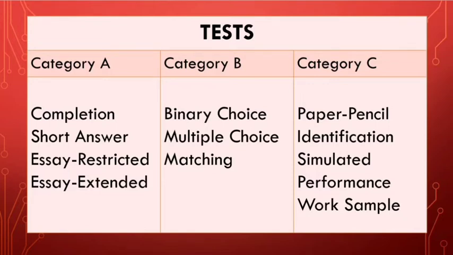While for category C, we have the paper pencil, just like they are asked to produce an output using paper, pencil, or pen. The pencil here represents anything that we could use for writing, for drawing. We also have the identification type, the simulated performance type, and we also have the work sample or producing an output. So we could say that under these different categories, we could assess learners in different methods. First, under category A, we could assess them by asking directly what they know, and it will come from them, and we do not provide options.